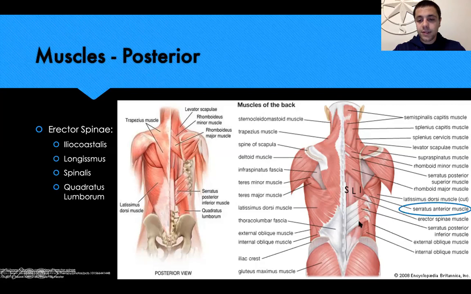Even deeper, we still have to remove some layers in order to see the quadratus lumborum. The quadratus lumborum goes from our last few ribs and the spine to our hips, okay? This guy helps us primarily with lateral flexion, bending side to side, all right? That's his primary role. And again, this is a very deep muscle. As you can see, we've removed a lot of muscles to see this layer.